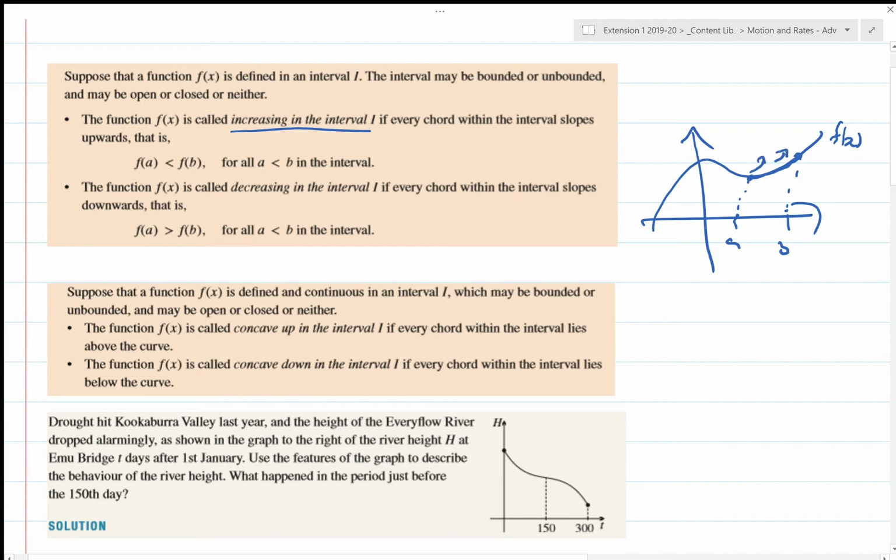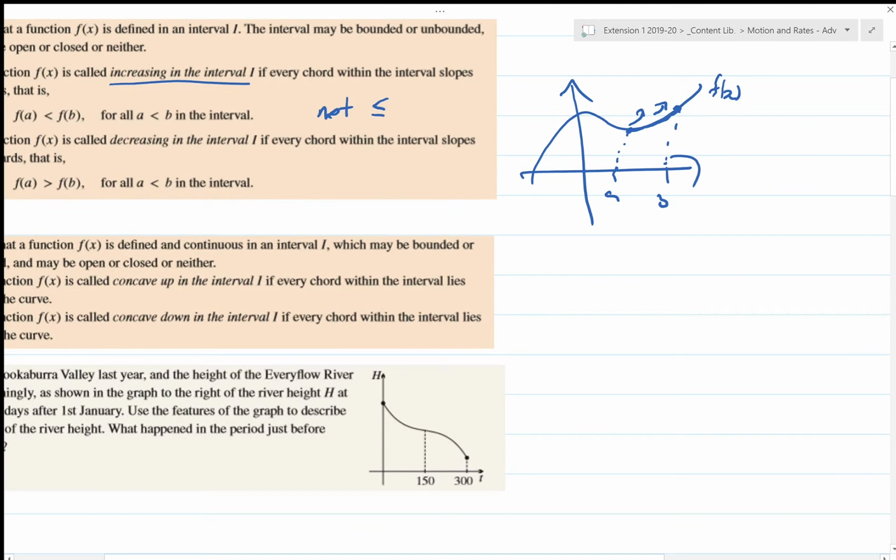Every sequential value of x gives a higher value of y, not the same value. So notice it's not less than or equal to. Examples of functions that satisfy that might be just a standard straight line for any value of a and b, or a parabola for any value where a is something bigger than the turning point. So if this is 1, if a is greater than or equal to 1, this will work.